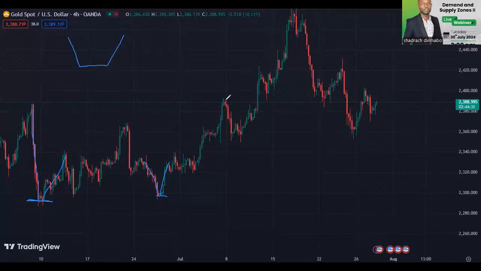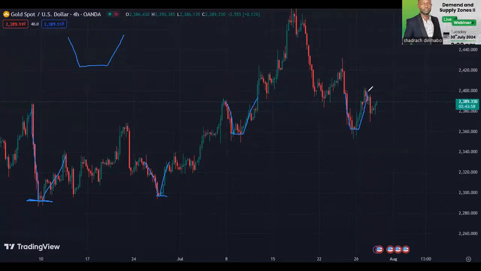Again, drop, base, what? Rally. Okay, these are demand zones formation. Again, drop, base, rally. Very easy. Okay, you can see the identification, because the major issue with people is your ability to identify these points, these zones, and so that is just it.